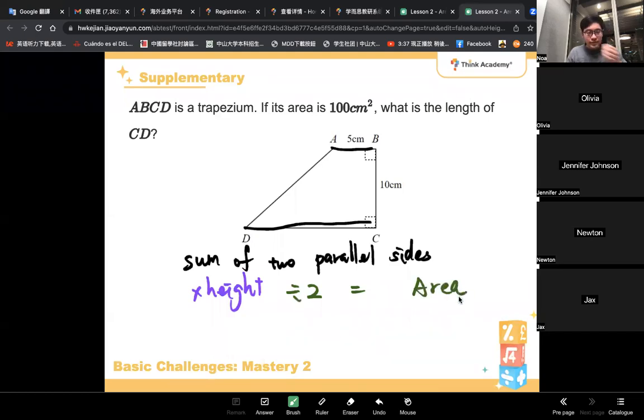Okay. You're not accepting it, you're just saying okay. Again, I'm going to show you why the area formula is like this.